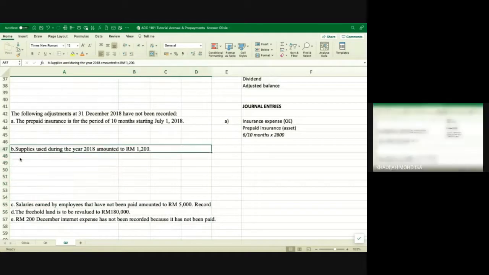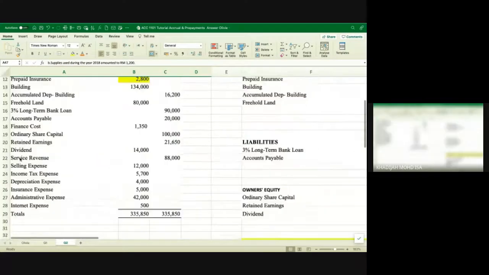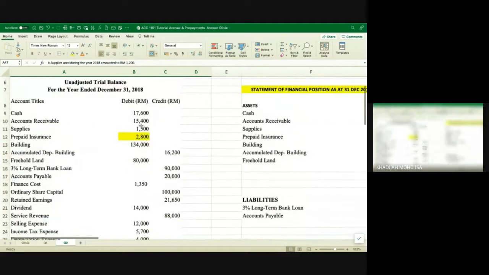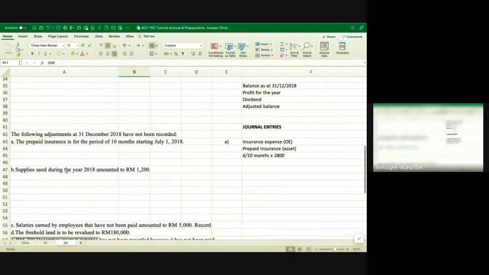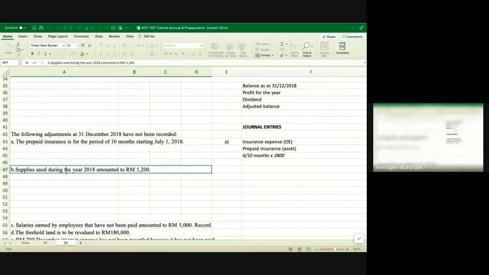Okay, now we have supplies. Remember I mentioned supplies? Now in your account, supplies appear as your asset, right? Supplies now in the account, you have 1,500, so it's an asset to you. But throughout the year, the information provided is that supplies used during the year amounted to 1,200. So what it means is that you are going to convert the asset supplies into expense. How much are you going to convert? You're going to convert 1,200 because this is the amount that you used during the year.